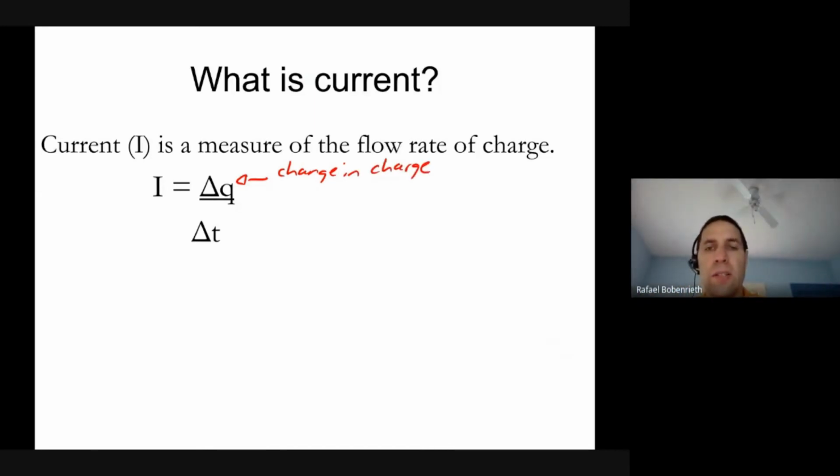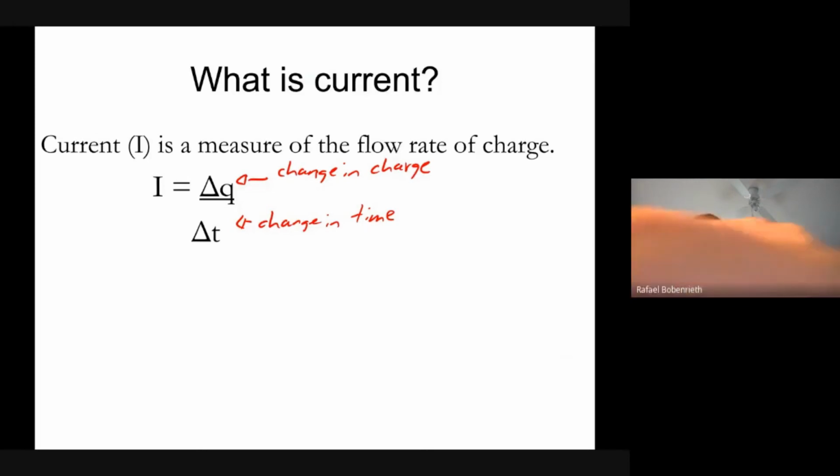If we want to use a river analogy, change in charge, it's interesting, those are just one letter apart. And this is the change in time. You can think of it as if you're standing there riverside and you measure the amount of water that goes by over a certain time period. That would be the current, the flow rate of the water. It's the same idea in an electrical circuit, but you're not measuring water, you're measuring charge.